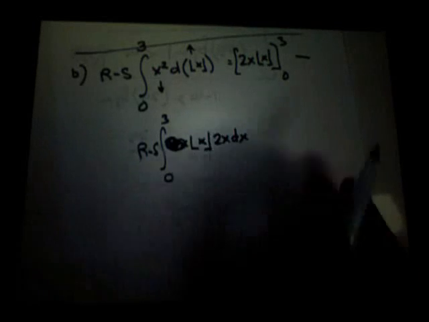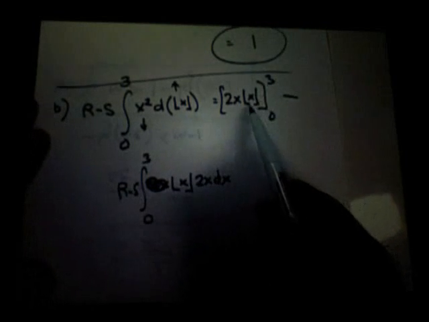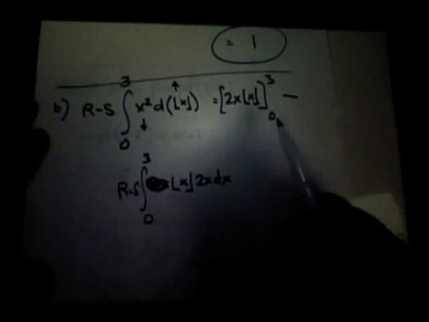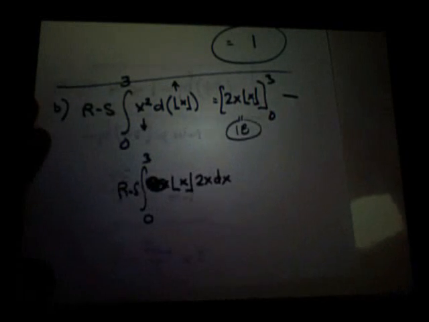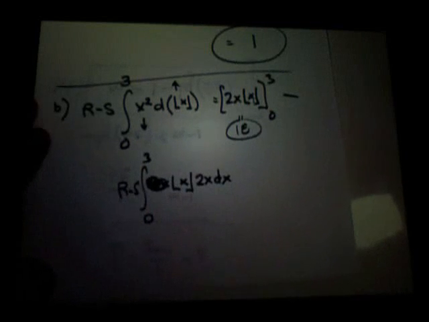Okay. What's this going to be? No contribution at the bottom. At the top, greatest integer in 3 is 3. 3 times 3 is 9. I think this is 18. You get that? 2 times 3 times 3, with no contribution at the bottom.